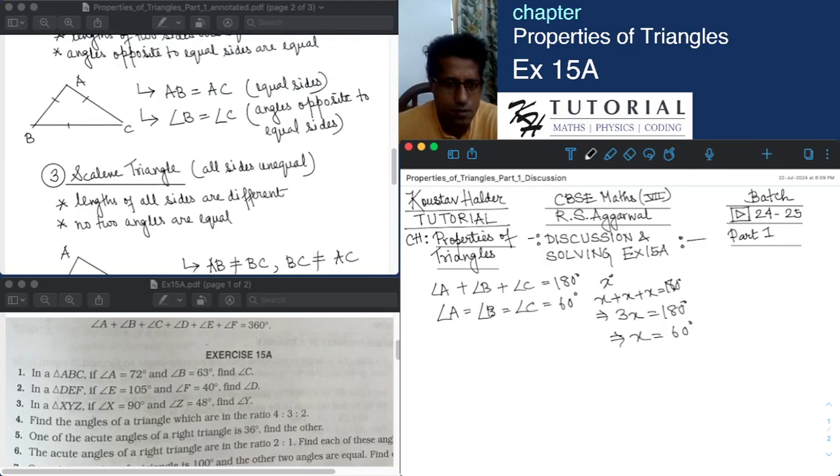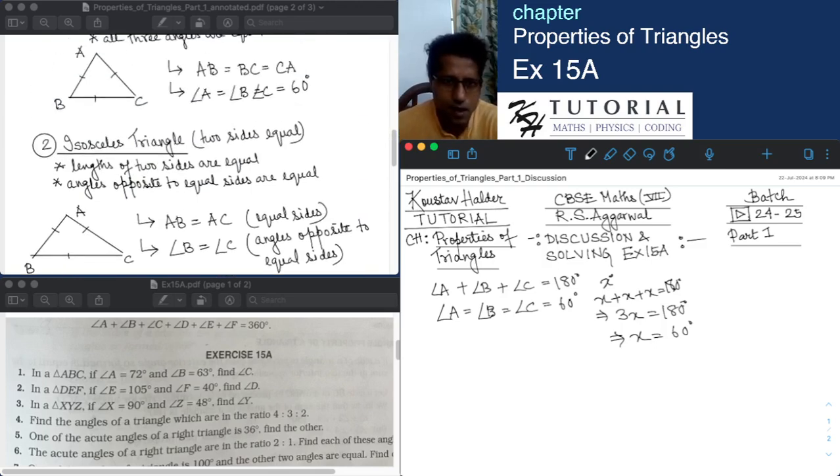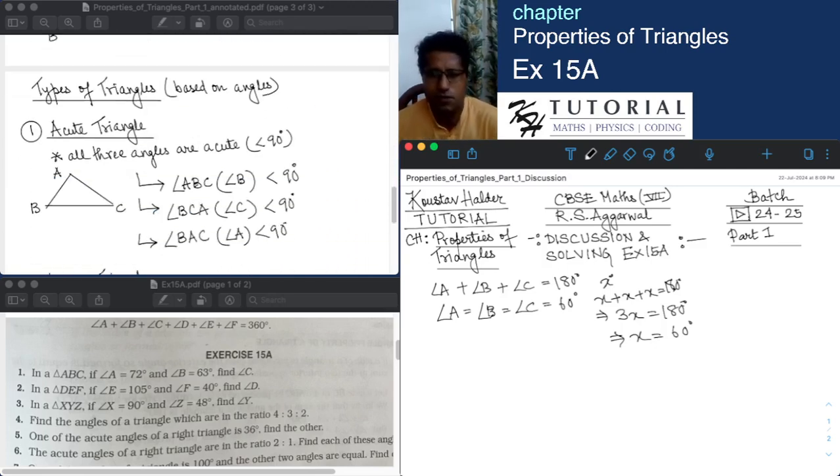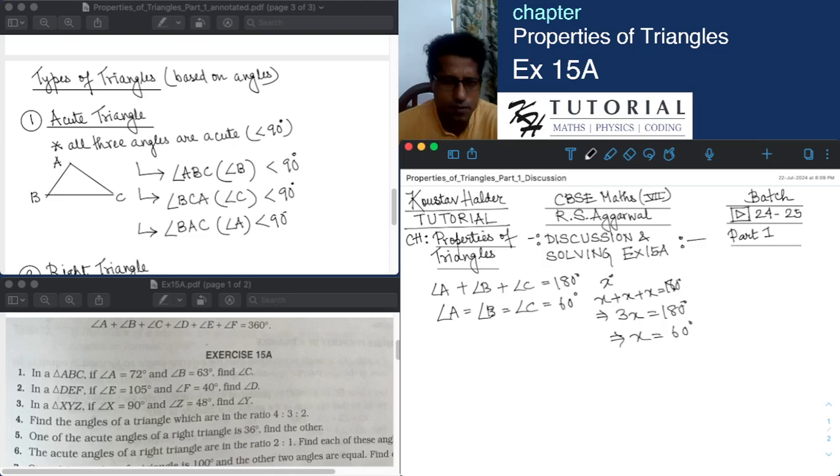So that was the different types of triangles based on the length of the sides. We have the equilateral triangle, isosceles triangle, and scalene triangle. Now the types of triangles based on the angles. The first one is the acute triangle. An acute triangle is a triangle where all the angles are acute angles. All three angles of the triangle are acute. Now acute means less than 90 degrees. So in a triangle ABC, if it is an acute triangle, angle A, angle B and angle C will all be less than 90 degrees.